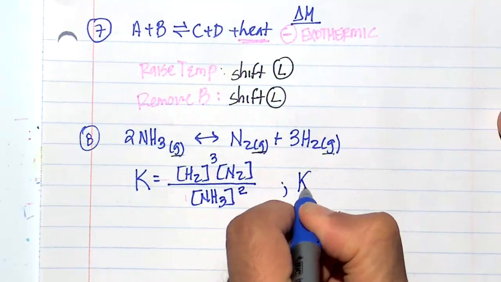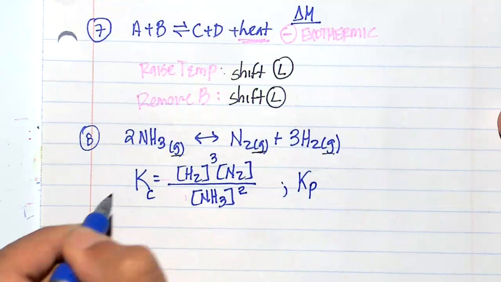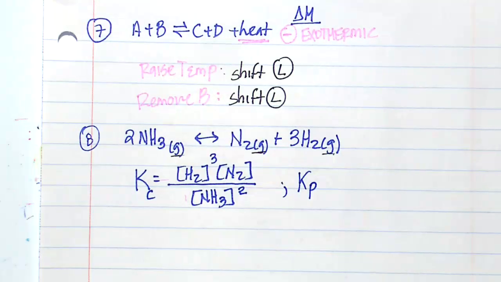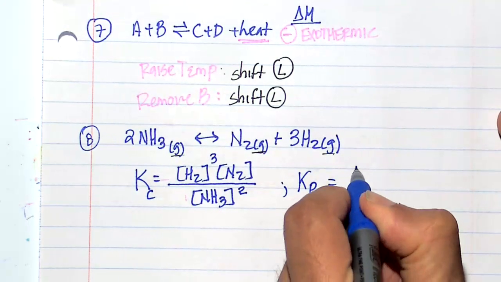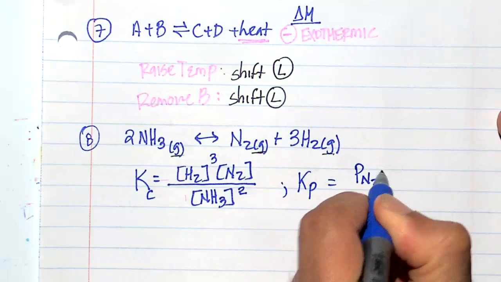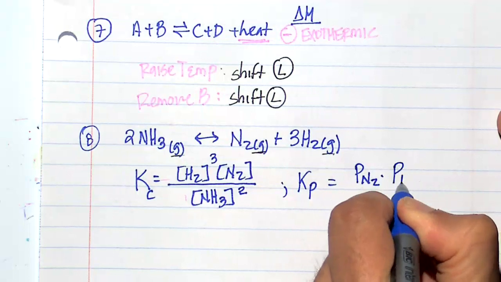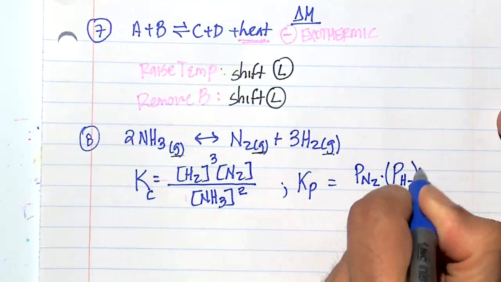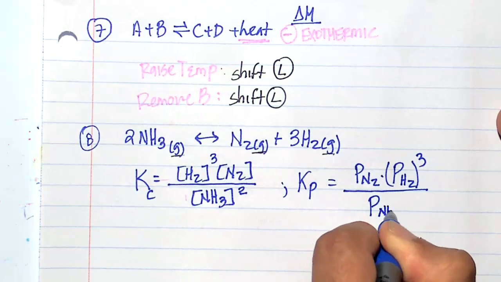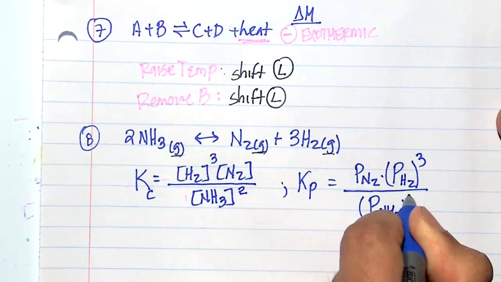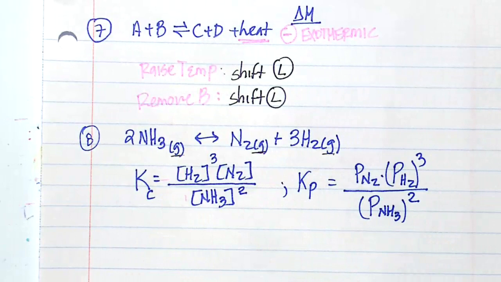There's also something called a KP. What we wrote previously was KC. Okay, just realize that you can also do a pressure here. So this would be a pressure of N2 times a pressure of H2, we can cube it, all of that divided by the pressure of NH3, we have to square it. Okay, it can be in a pressure form or in a concentration form.